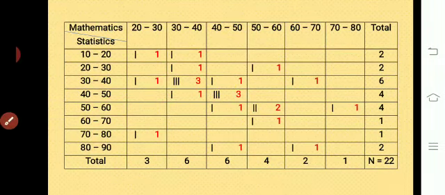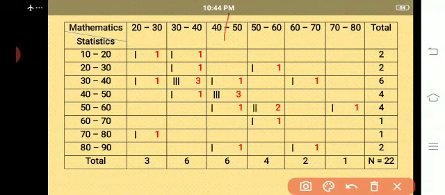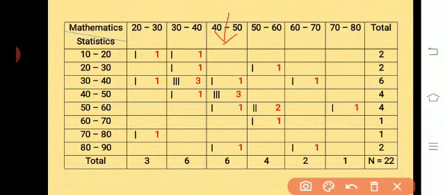Then we have roll number 8. Marks in mathematics are 46. 46 will come in the class interval 40 to 50, and marks in statistics are 80, so 80 will come in the class interval 80 to 90. So at the intersection of these two, we have to give one tally mark in this cell.